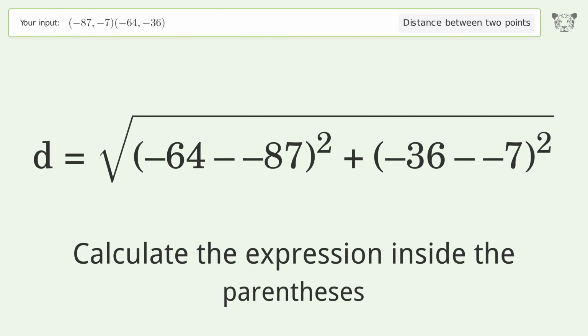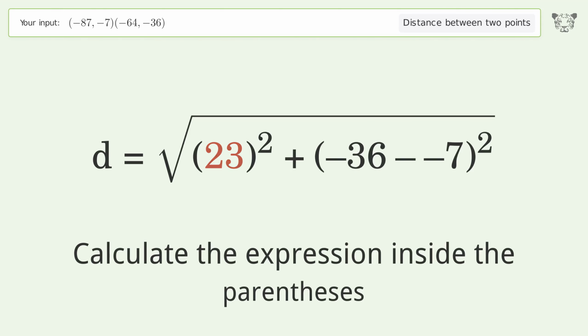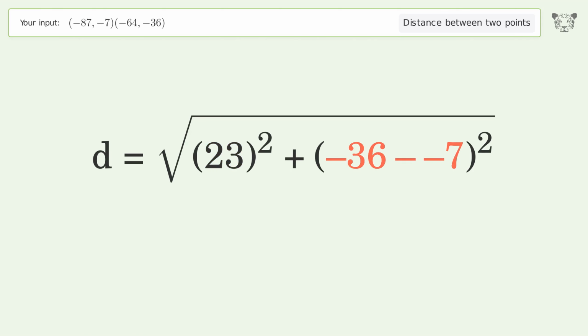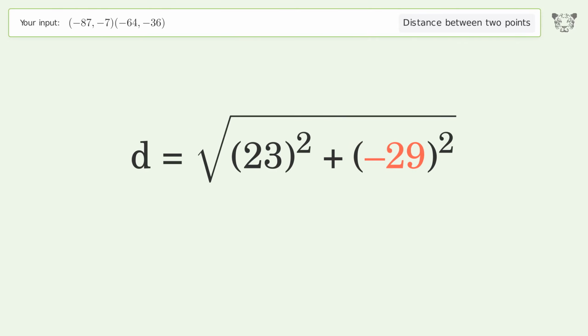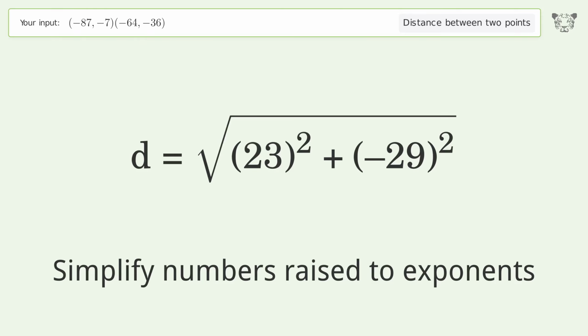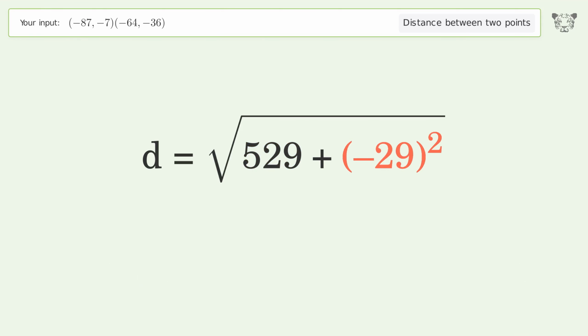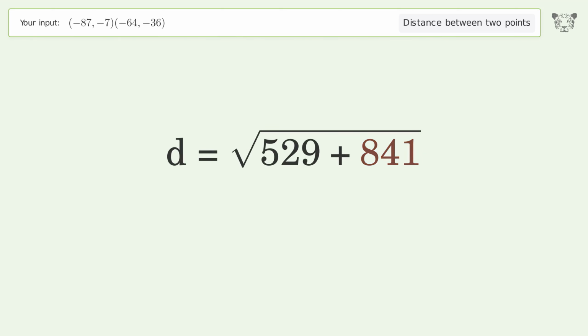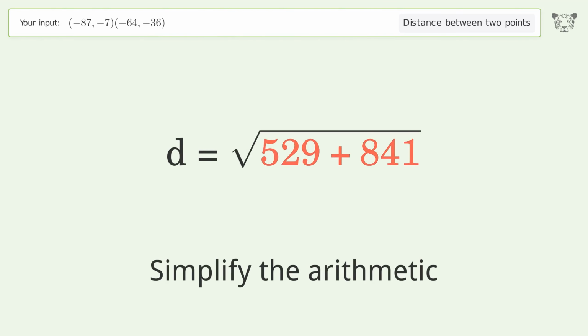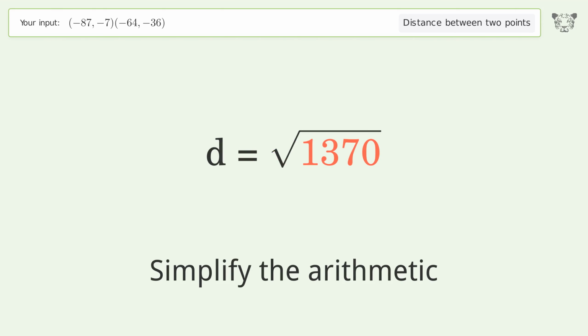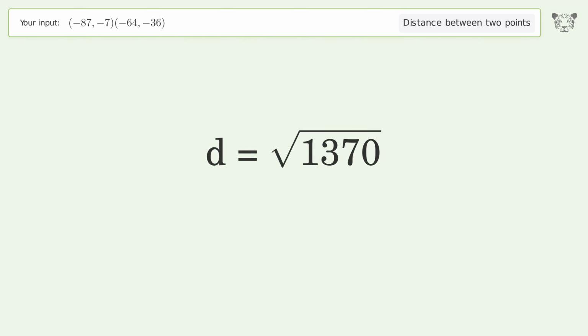Calculate the expression inside the parentheses. Simplify numbers raised to exponents. Simplify the arithmetic. And so the distance between the 2 points is the square root of 1,370, or 37.014.